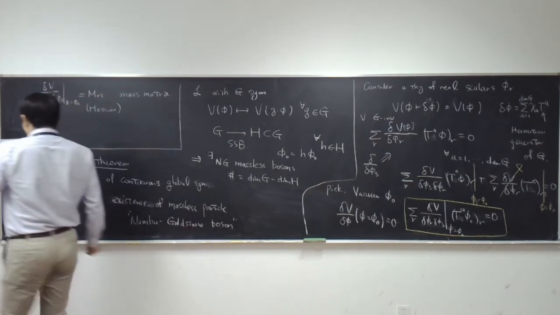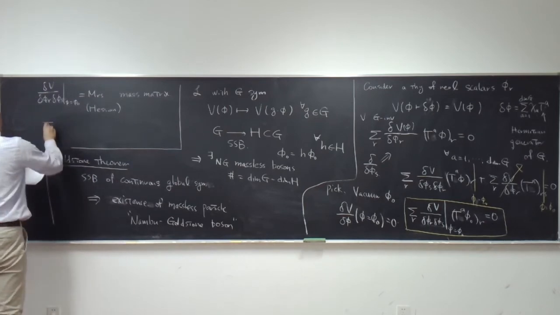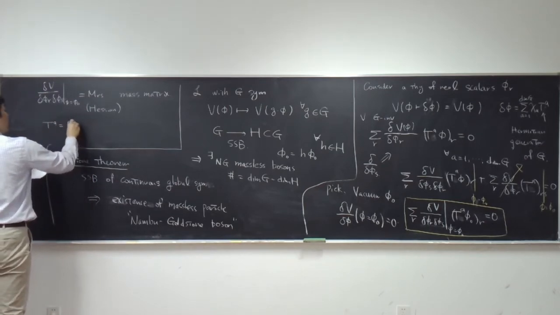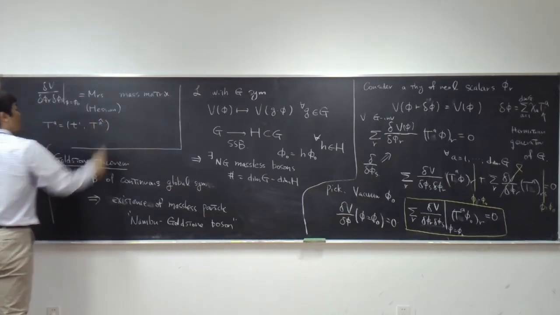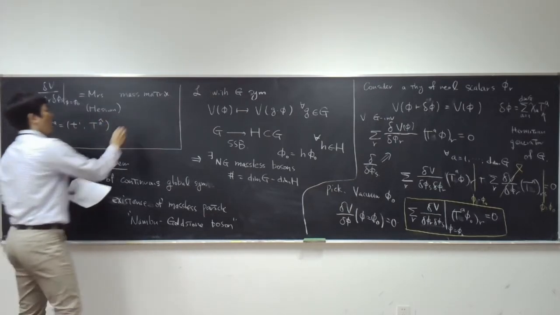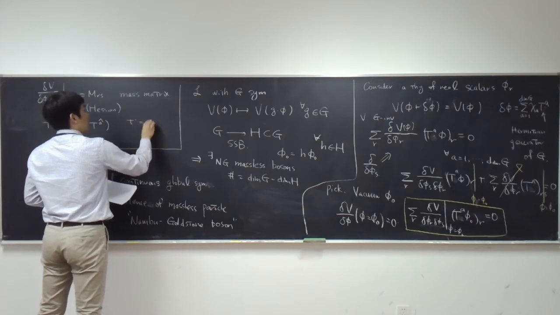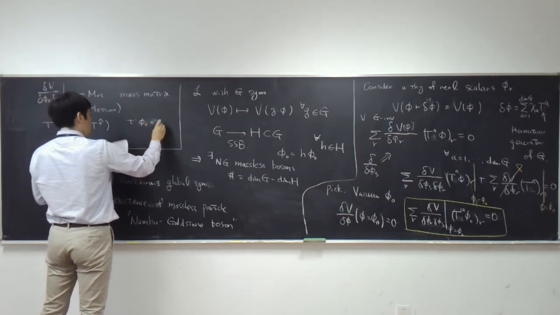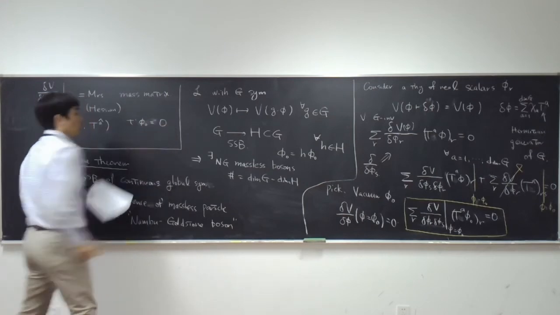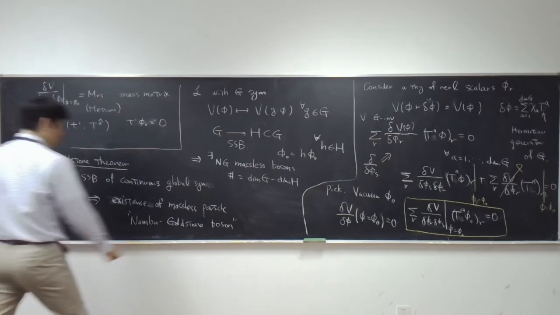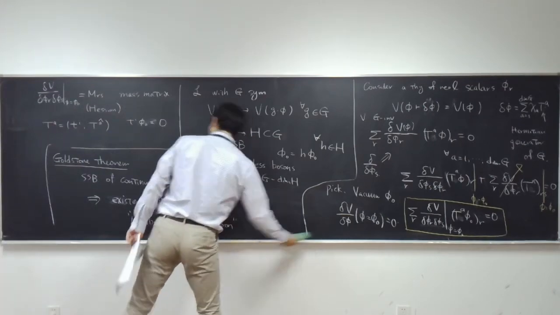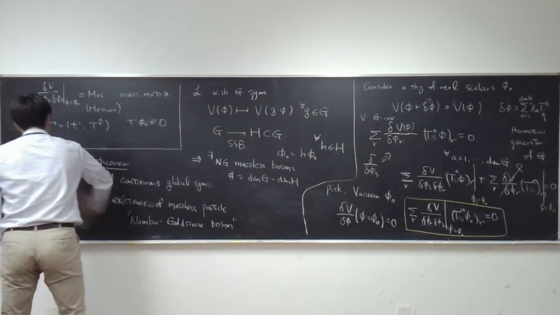Then T_A can be decomposed in the following way, small t_i plus T_A hat, such that t_i acts on phi 0 is equal to 0. So which means that there's no space to erase. Okay, let me erase this part.